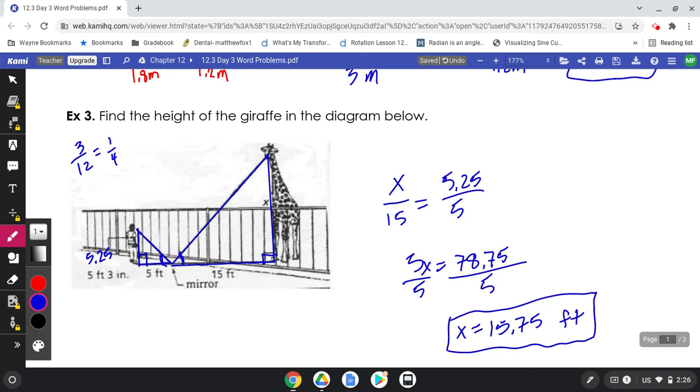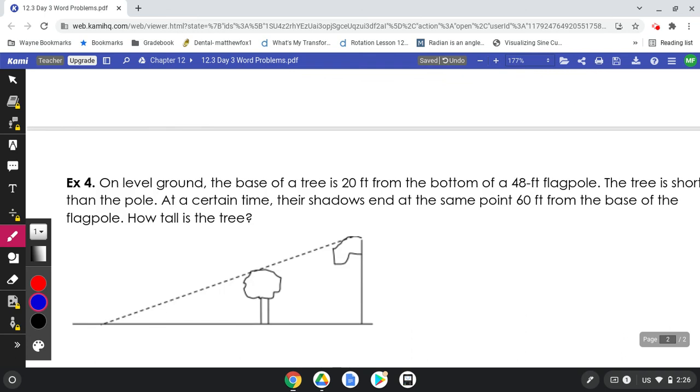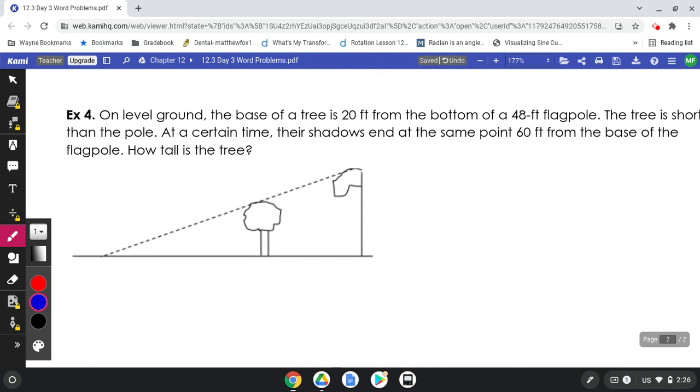All right, almost done. 2 more. Today, we just went over these. There was no homework, but we just went over how to solve these. We are going to have a quiz on Fridays, so pay close attention.